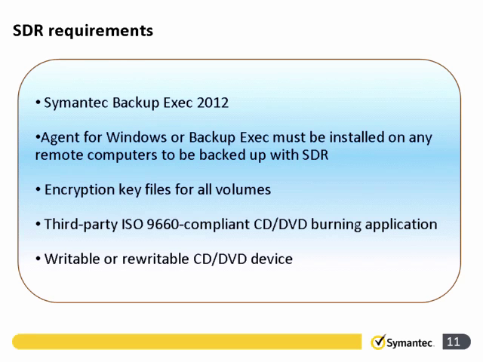To use simplified disaster recovery, you must have Backup Exec 2012. If you have older versions of Backup Exec, you will be using Intelligent Disaster Recovery, which works very differently. The agent for Windows must be installed on any remote machine that I wish to back up, or it can be another Backup Exec server. You need to have encryption keys for files if they're encrypted, or volumes that are encrypted. I need to have some kind of third-party application for burning CDs or DVDs, and I talked about that earlier, that I download the Symantec recovery disk. And I have to have some kind of device that will allow me to write a CD or a DVD.